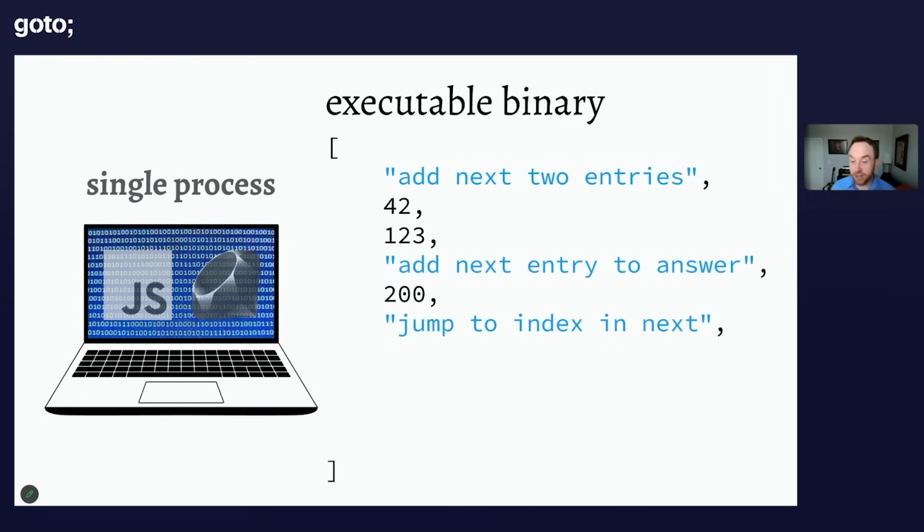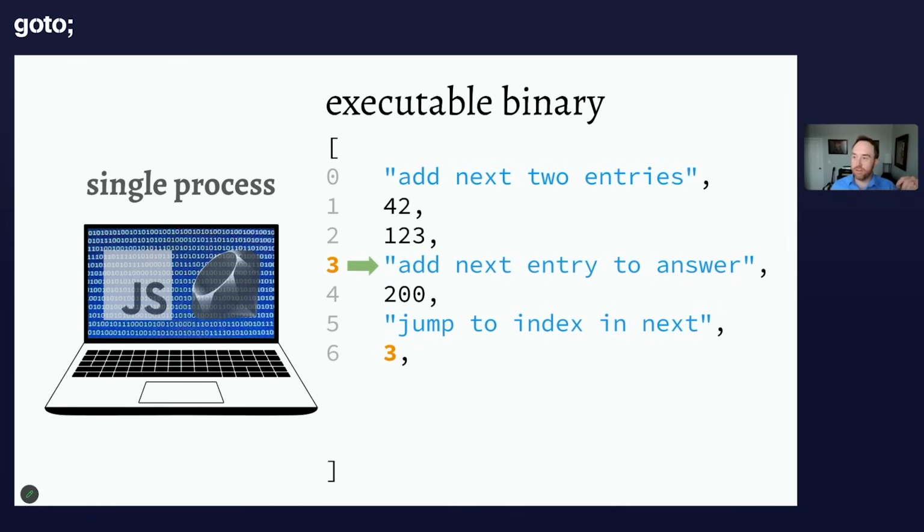And then maybe the next instruction is "jump to the index in the next entry" in this JSON array, which maybe there's a 3 in there next. And so if you just add numbers along the side for the indices of each array entry, it says, oh, I see. At index 3, that was this "add next entry to answer." So, replaying the whole thing, we start off with this instruction, add the next 2 entries, so 42 plus 123. Then we add the next entry to the answer, which is 200. And then we jump to the following index, which is 3.